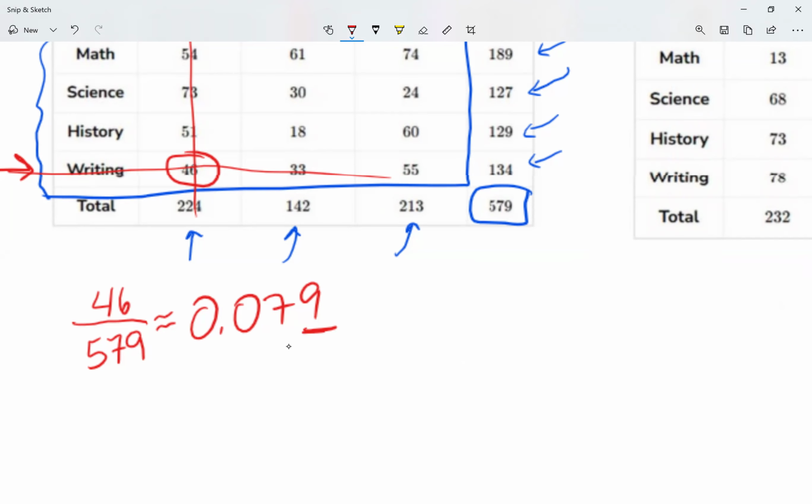Because my number is big enough, right? Big enough is 5 or more. This 9 is going to push the previous number up. So my answer should be 0.08.